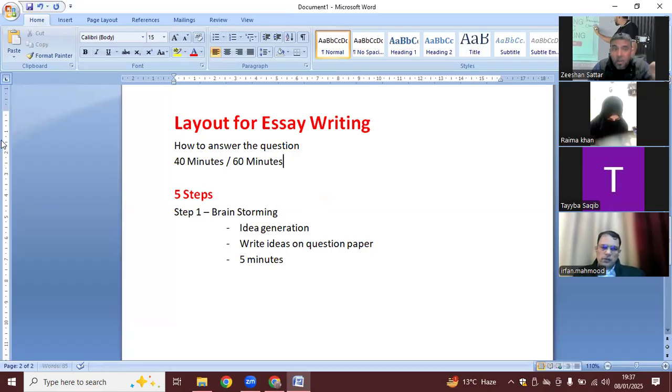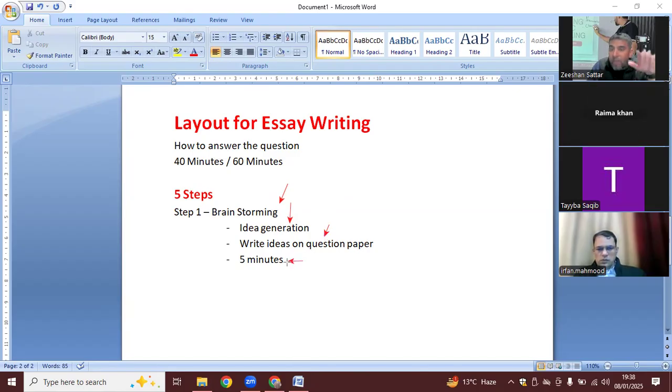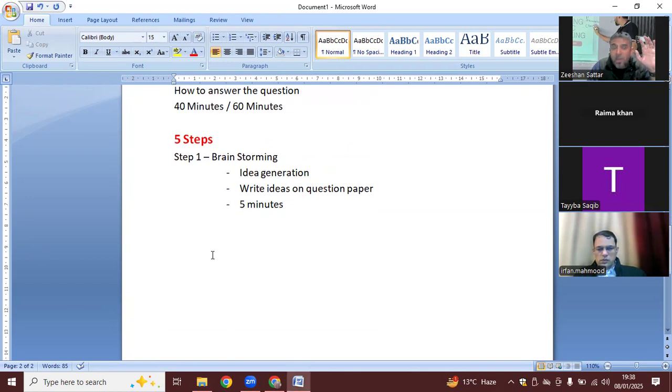What will happen? We will take up the topic. We will take up the focus of the essay. And we will generate ideas about what we are going to write. And then write the ideas on your question paper. We need to spend 5 minutes on this specific step. Do not waste more than 5 minutes. But this 5 minutes investment will give us a sequence when we write the answer in the exam. हम एक rhythm में लिखते जाएंगे.